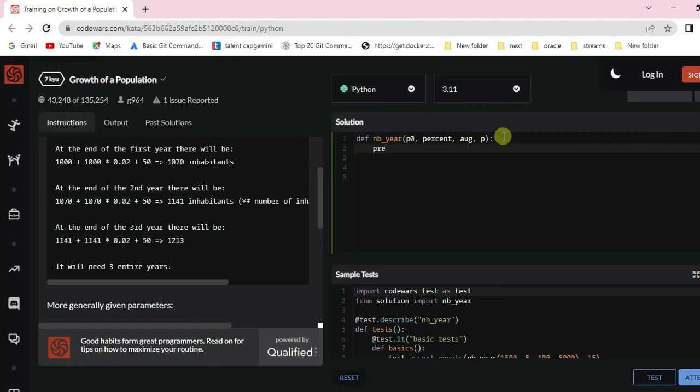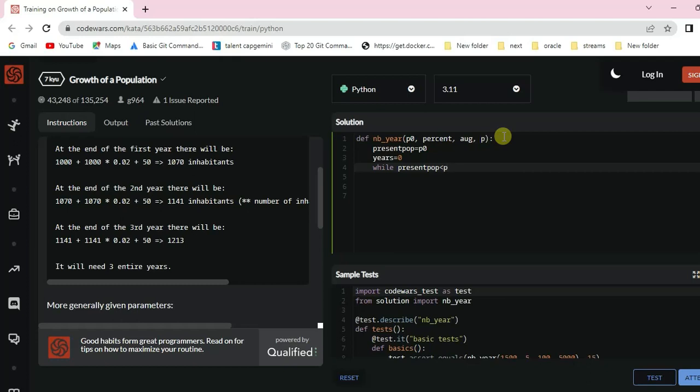I'm storing the present population. I'm taking one variable, present population, and here I'm storing the P naught variable. For counting I'm taking years, and I'm initializing it with 0 initially. After that I'm using a while loop to check whether it reaches 1200 or not. If it reaches 1200, it should come out of the loop.